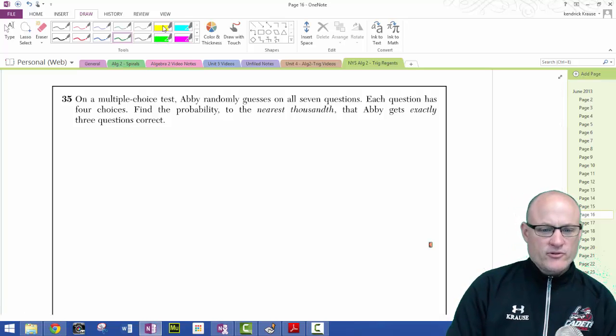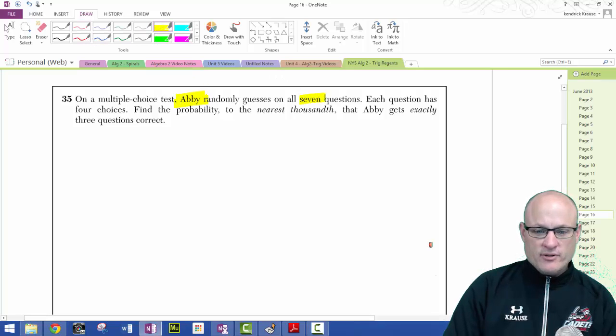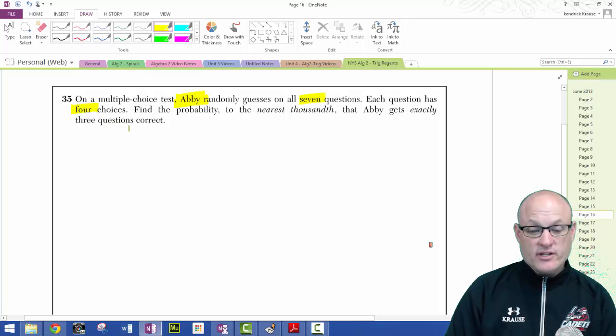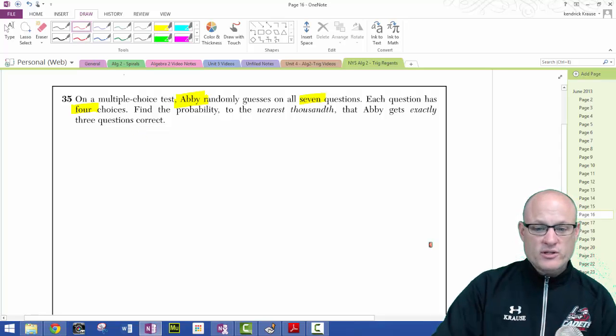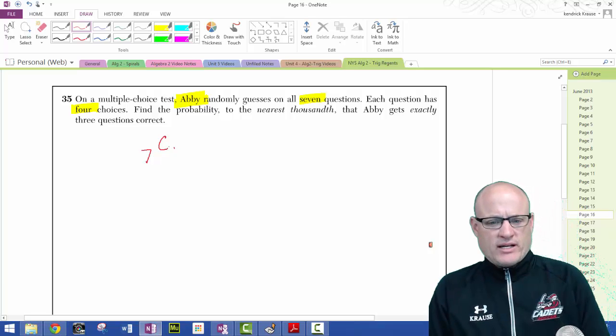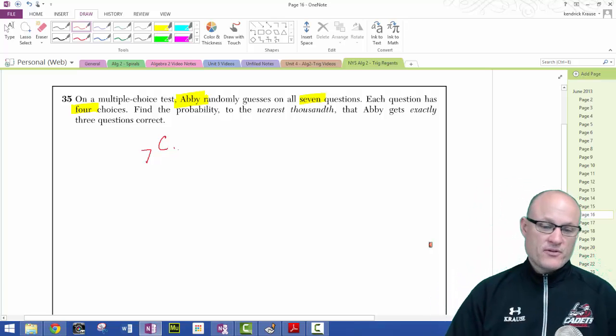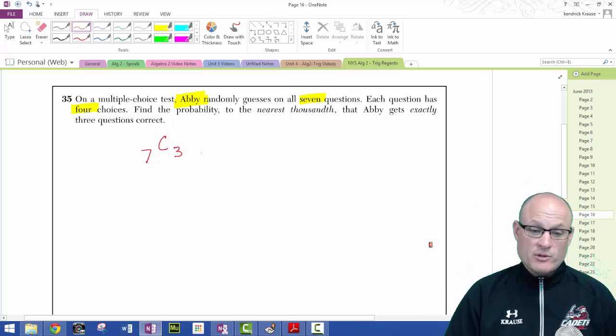So Abby, who is this stellar, amazing student, decided to randomly guess on 7 questions, each of which has 4 choices, each of which has the same probability. And we want to figure out what's the probability that she gets exactly 3 questions correct. So we're going to do 7 choose... How many questions is she answering? We want to get exactly 3 correct. So this 3 represents the number that we want correct.